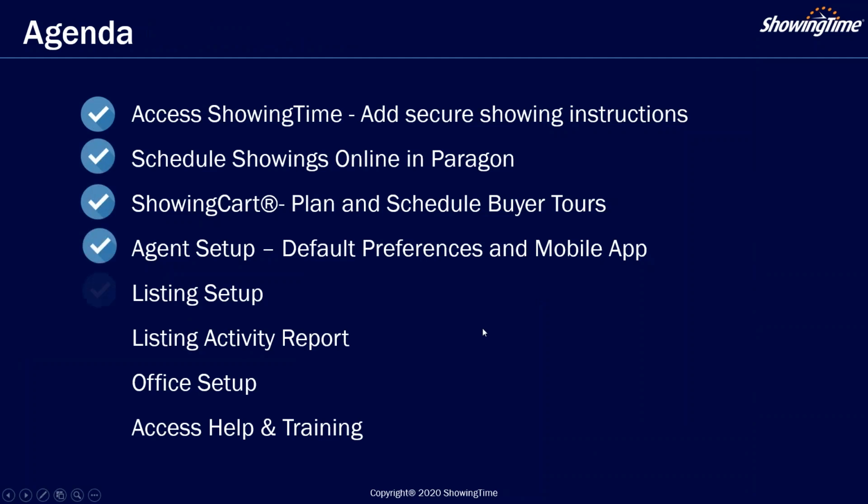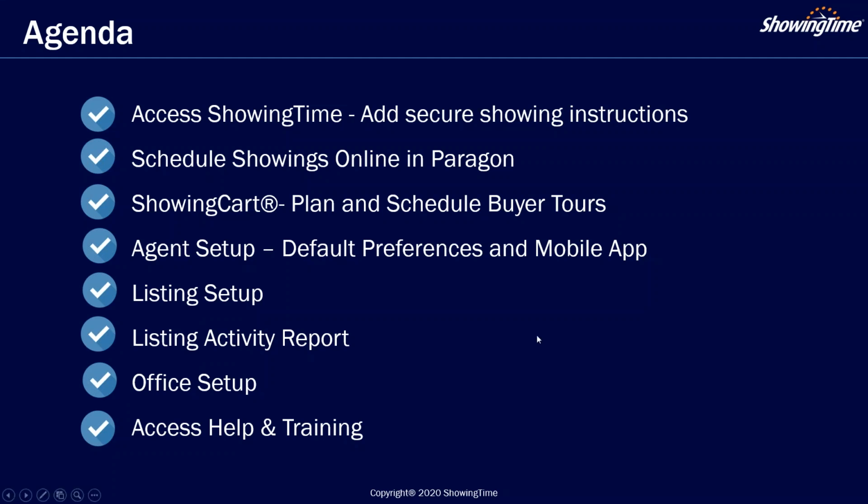But here's the agenda of everything we'll be going over in our Quick Start training. We're going to walk through how you access your Showing Time setup, how to add your secure showing instructions. We'll also walk through scheduling individual appointments in Paragon. As well, we'll build a buyer tour using ShowingCart, which is one of our most popular features. Next, we'll look at your agent settings. I'll show you all the different ways you can set your preferences there. And then we'll also walk through how you can easily get our mobile app installed and signed in. We highly suggest agents take advantage of our mobile app. There's so many great features in our app that help you stay productive on the go.